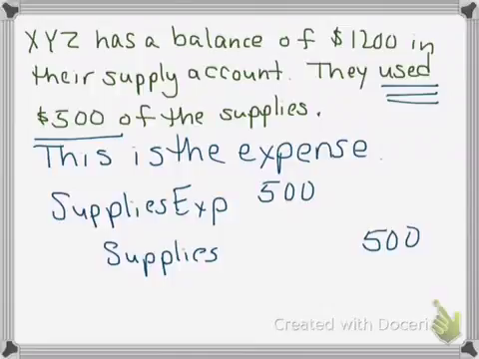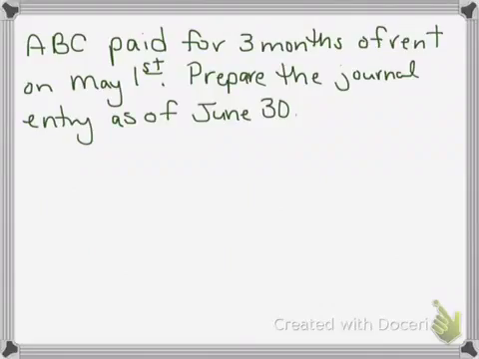The next one that we see is looking at another prepaid expense item, and this prepaid expense item is rent. What we see here is ABC paid for 3 months of rent on May 1st, and they want us to prepare a journal entry as of June 30th. So the first thing I want to look at is how much 1 month is worth.